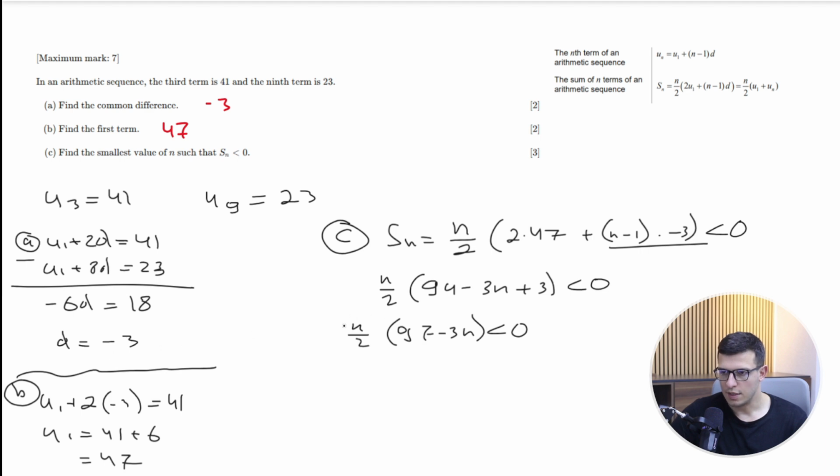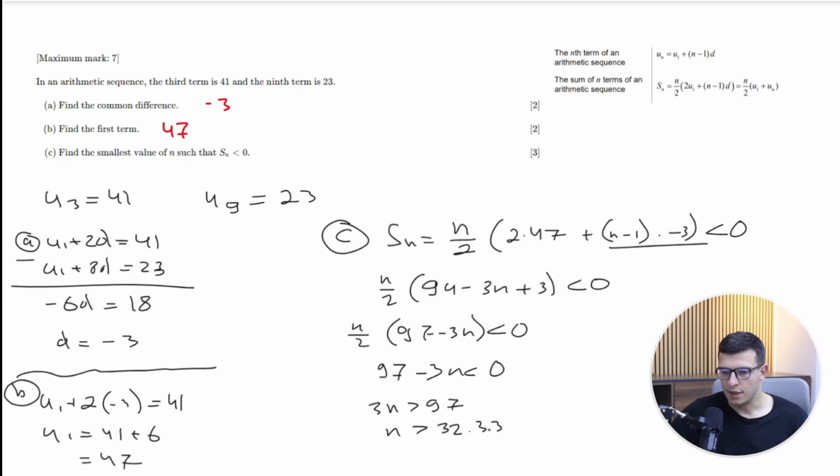The first solution to that will be n less than 0, which we cannot have, right? n has to be an integer. But the second one will be 97 minus 3n less than 0, which means 3n is going to be greater than 97, and n is going to be greater than 97 divided by 3. So whatever that is, 32 point something.